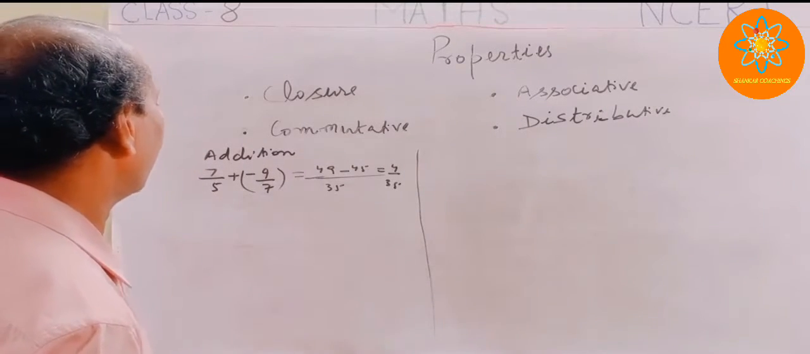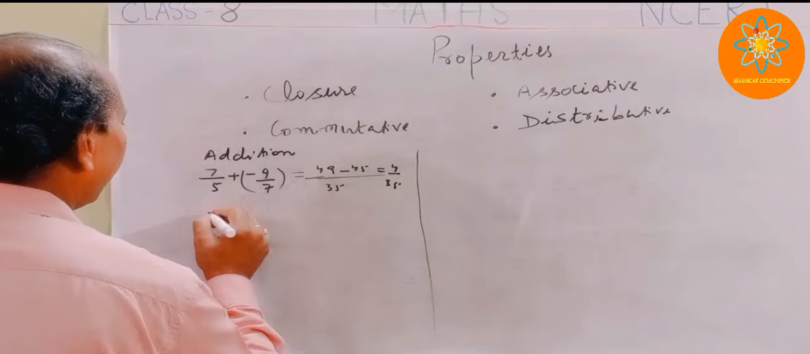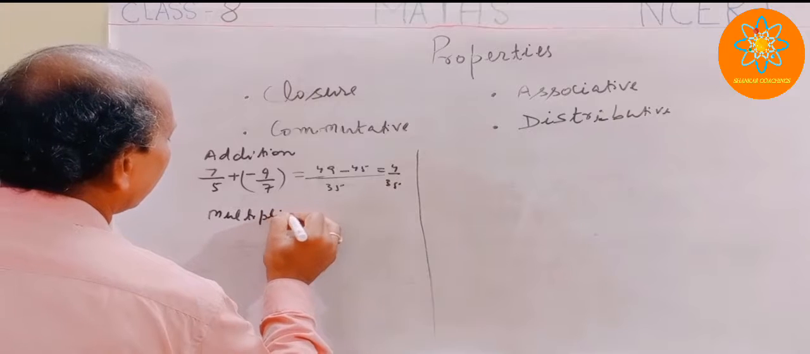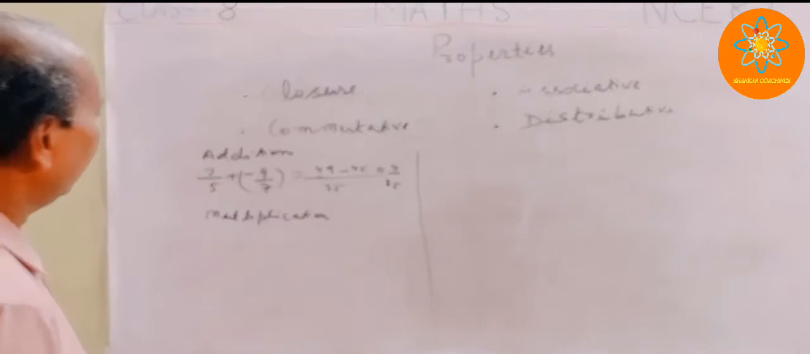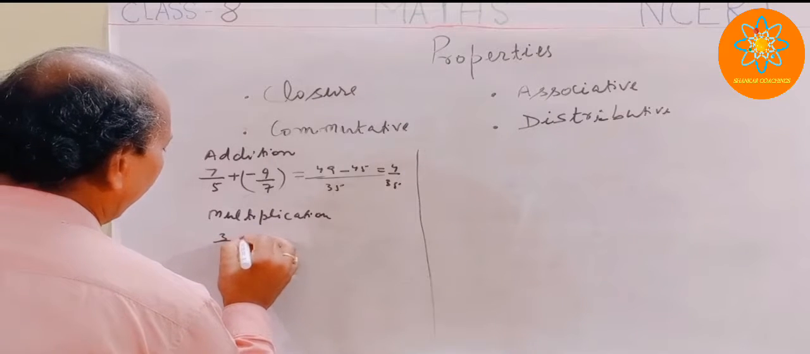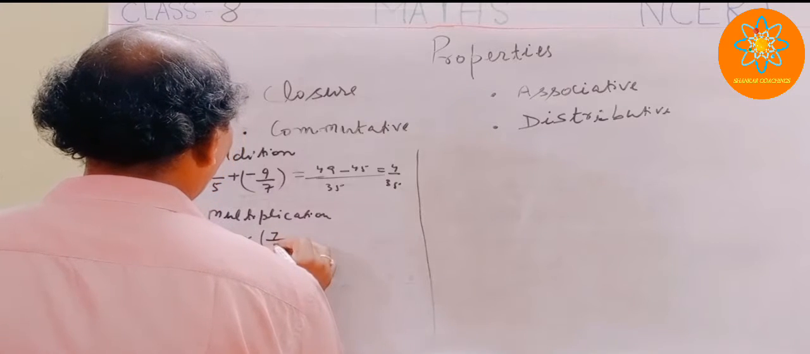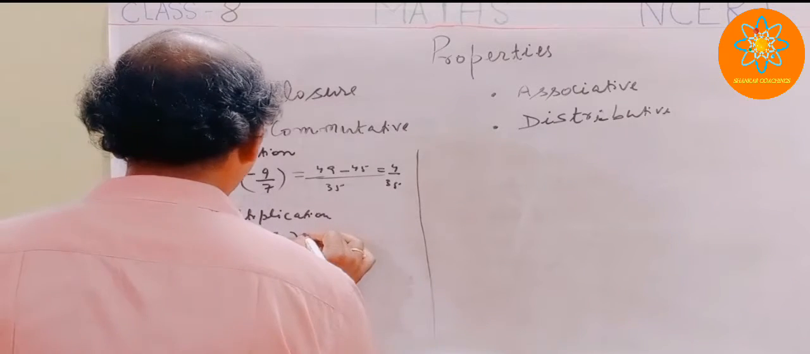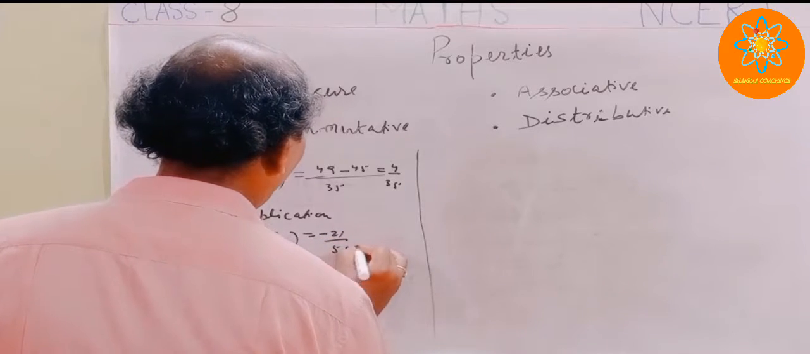Now we will discuss the same thing in the case of multiplication. In this case, suppose I am taking 3 by 5 and I want to multiply it by minus 7 by 11. So how much am I getting? I am getting minus 21 divided by 55.